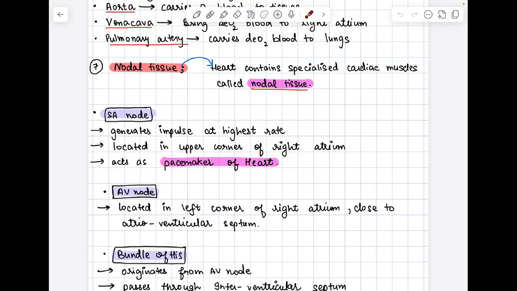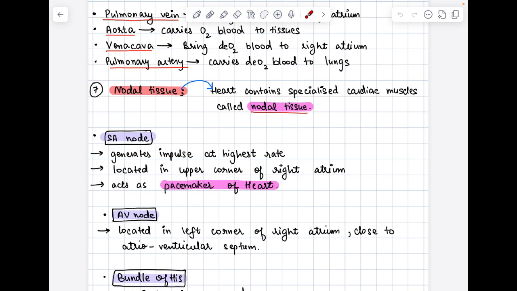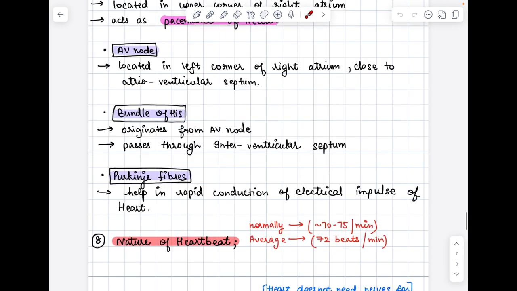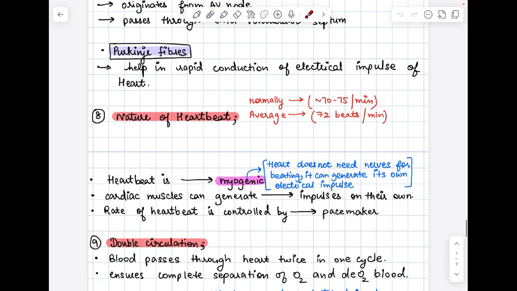This is most important term to be remembered. So let me explain this term and this term together. So the next we have the AV node that is located in the left corner of the right atrium and which is close to the atrioventricular septum. Next point, that is bundle of His. The bundle of His originates from the AV node and it passes through the interventricular septum. Next we have the Purkinje fibers, which helps in the rapid conduction of the electrical impulse of the heart. Now let us move further.